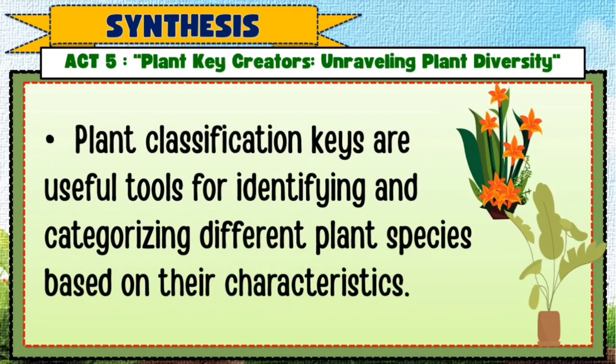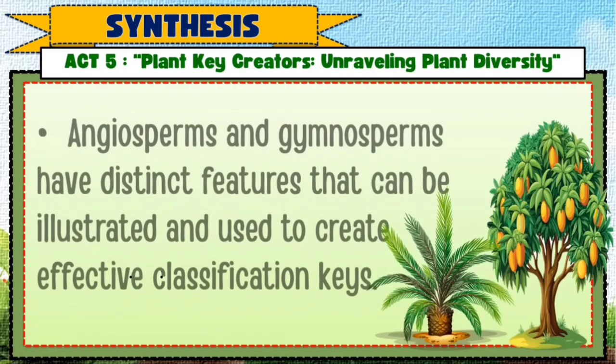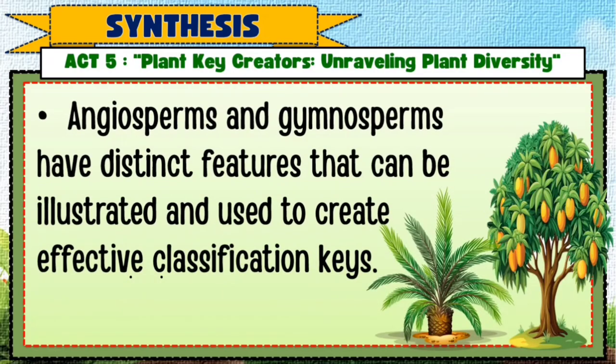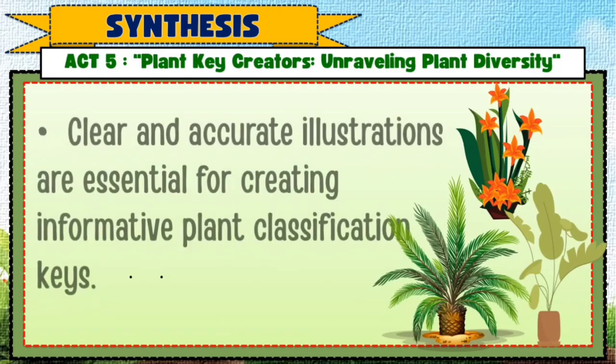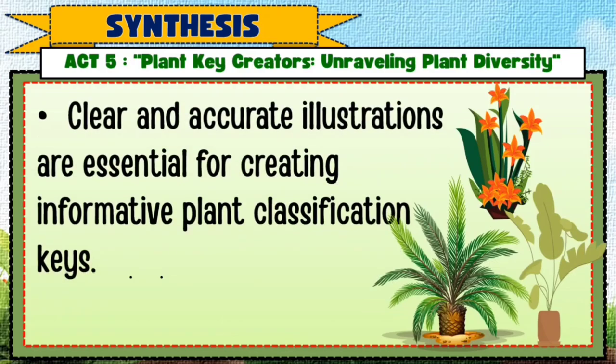Synthesis. Plant classification keys are useful tools for identifying and categorizing different plant species based on their characteristics. Angiosperms and gymnosperms have distinct features that can be illustrated and used to create effective classification keys. Clear and accurate illustrations are essential for creating informative plant classification keys.